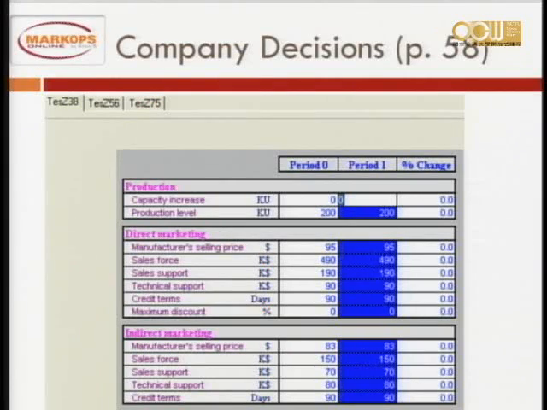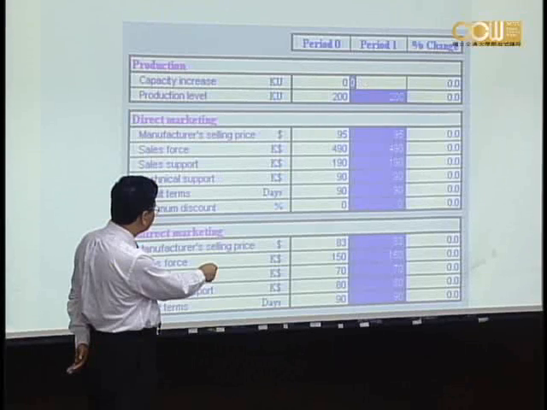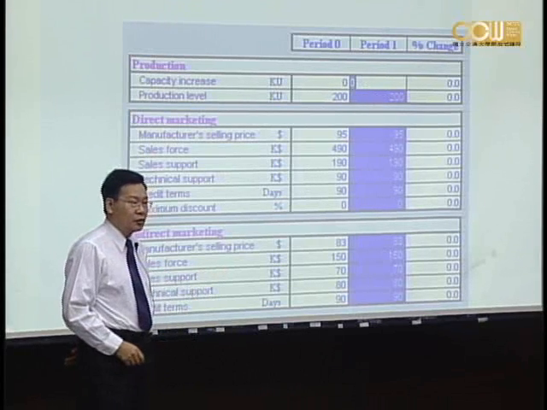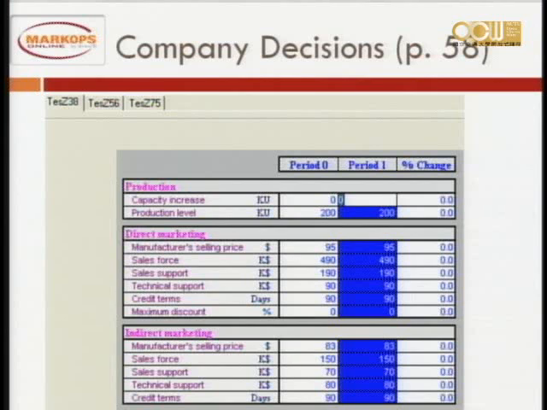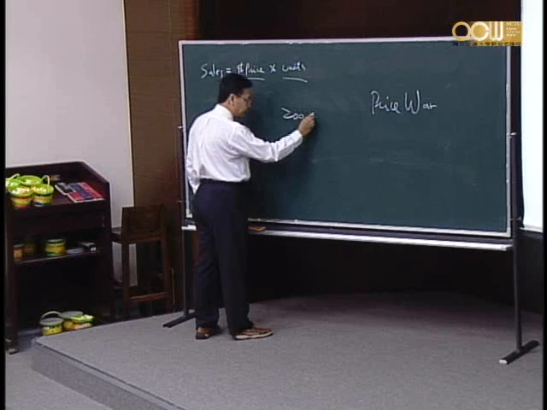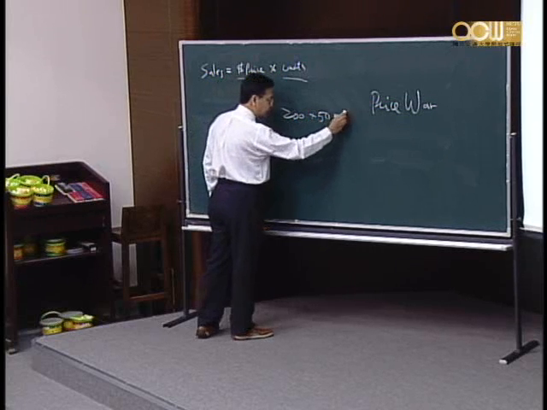Suppose in this period 1, you can see here, these are the 0 data available in the computer, and this is what you have to decide. If I change this to 50, my next period here will increase. So you can produce 250. My original was 200, plus 50, so my capacity is 250.